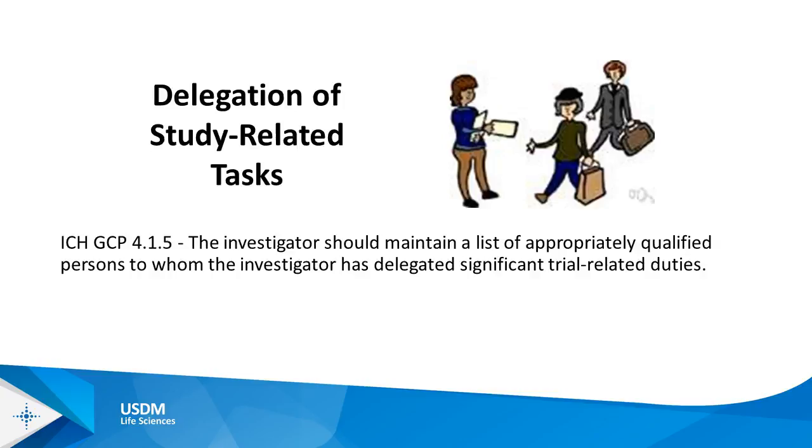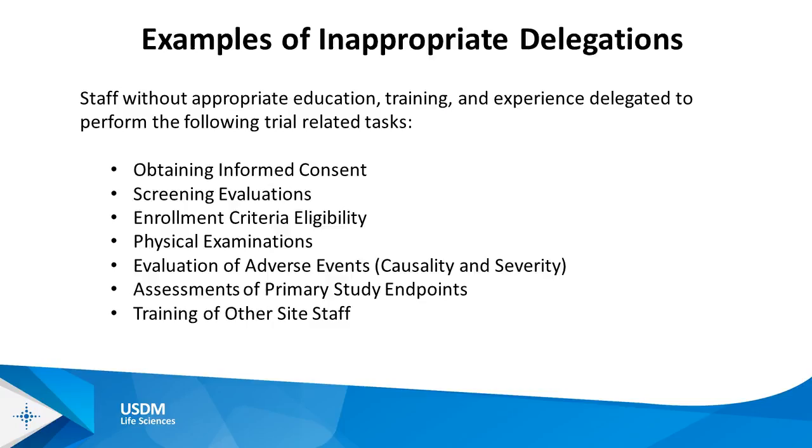For delegation of study-related tasks, of course, the ICH GCP requires that the investigator should maintain a list of appropriately qualified persons to whom the investigator has delegated significant trial-related tasks. Examples of some of the inappropriate delegations include staff without appropriate education, training, and experience delegated to perform study-related trial tasks such as obtaining informed consent.